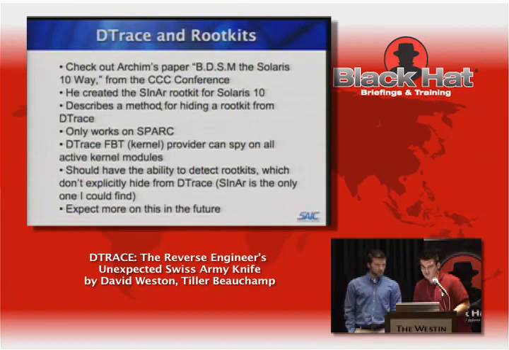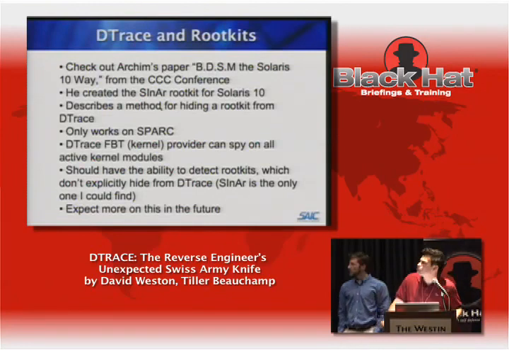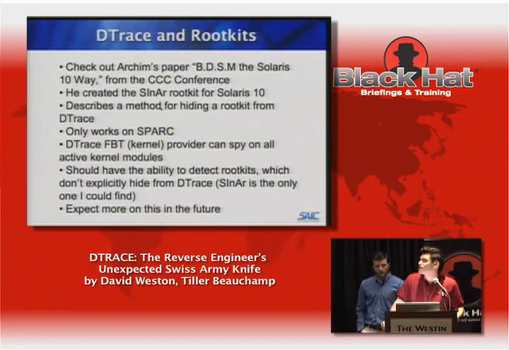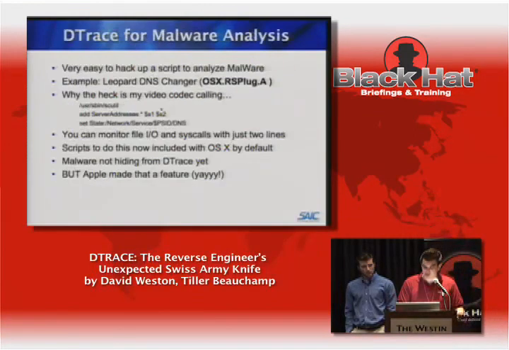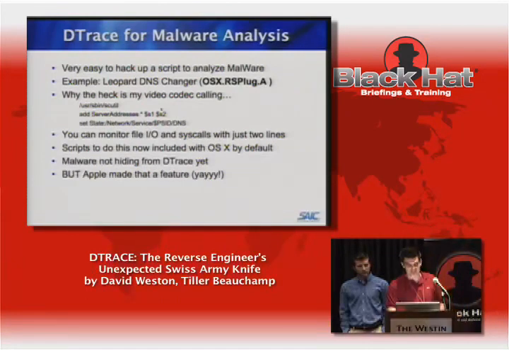Yeah, fast. So last couple things: DTrace and detecting rootkits. There's a really cool paper written by Archim at the CCC conference on Solaris for hiding rootkits from DTrace. DTrace obviously knows everything that's going on in the kernel, so you have to do some significant work to hide a rootkit from there. We did some basic tests on detecting rootkits with DTrace, and it's relatively simple to see who's hooking functions in the kernel that they shouldn't be. Same thing goes for malware analysis. We recently checked out OSX.RSPlug.A, which was the first Leopard Trojan, and we're seeing, why is my video codec calling scutil and adding weird stuff to my DNS? Your codec probably never needs to do that.